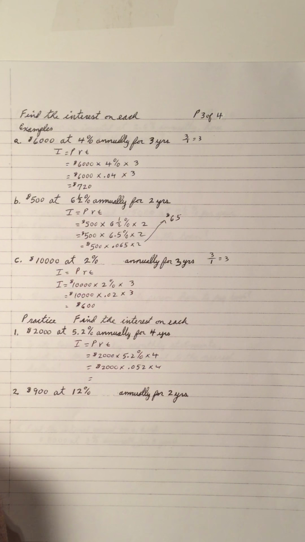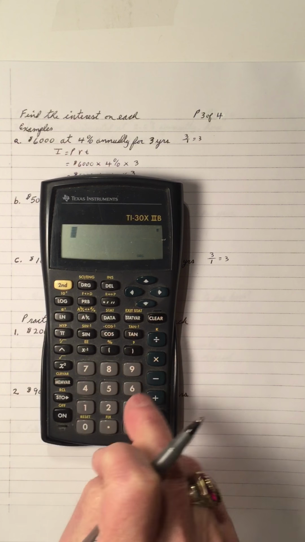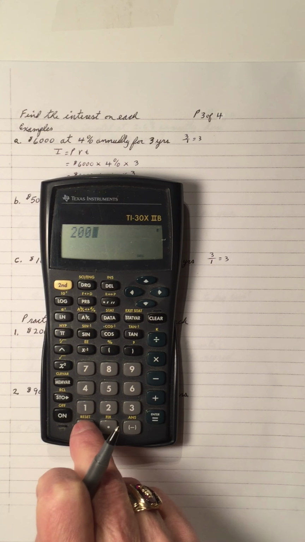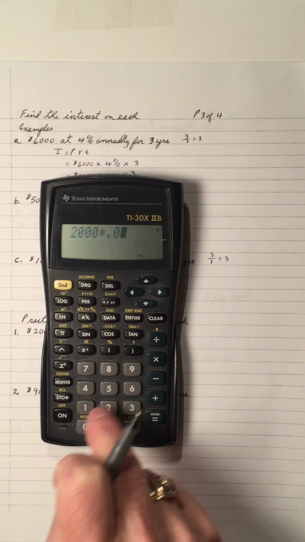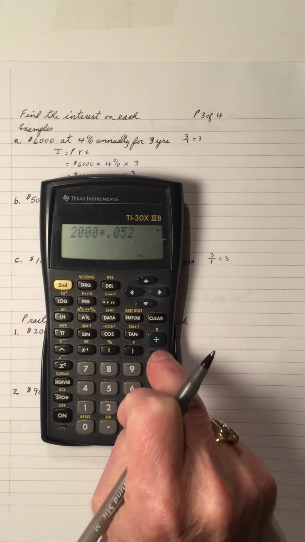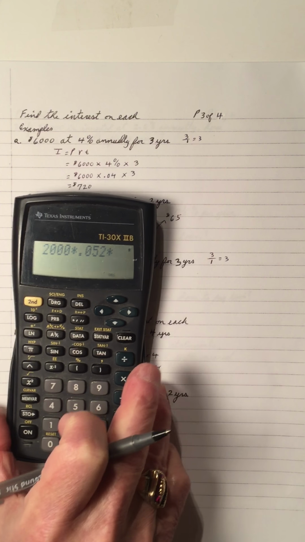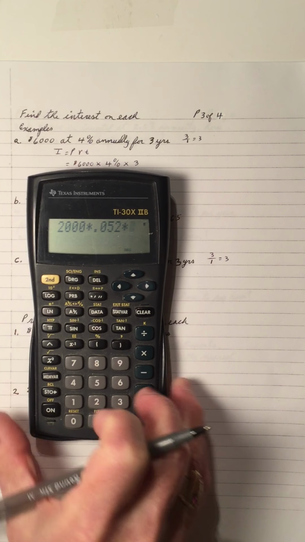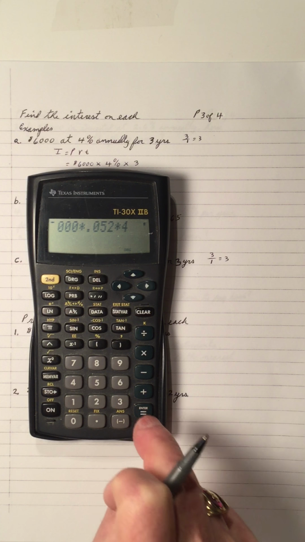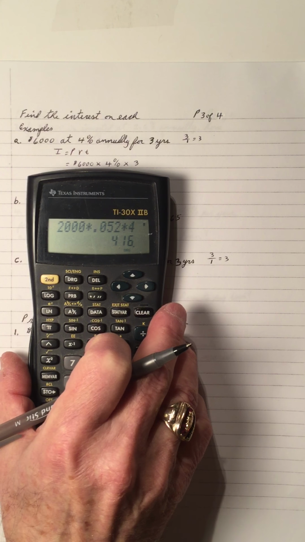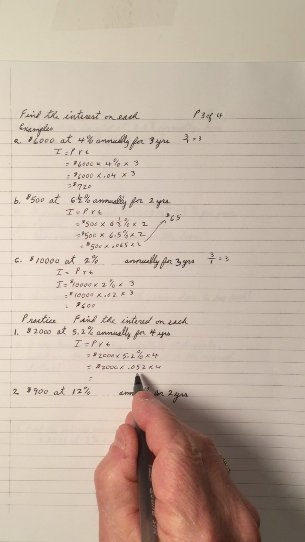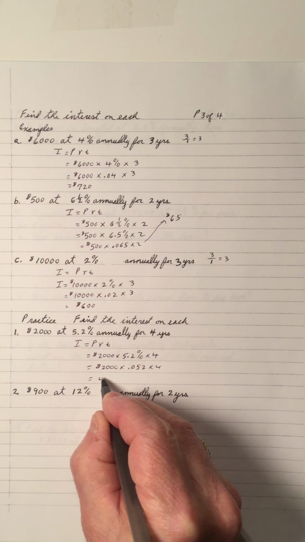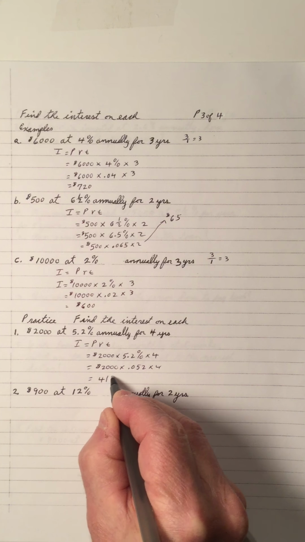And when you work that out on the calculator, you get 2,000 times decimal 0.052 times how many years? 4 years. $416. So 2,000, perfect. You get $416 interest.